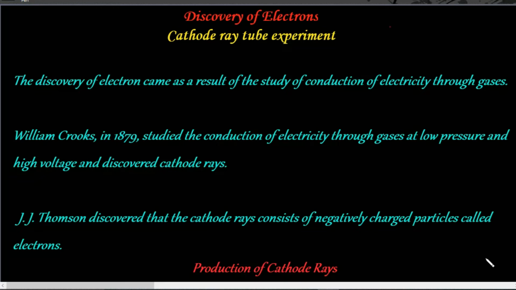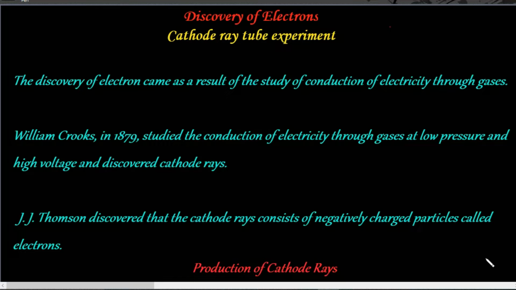We will be learning about the discovery of electrons by the cathode ray tube experiment. Before going into the detailed procedure of the experiment, we must know some of the basic concepts of the discovery. So the discovery of electron came as a result of the study of conduction of electricity through gases.